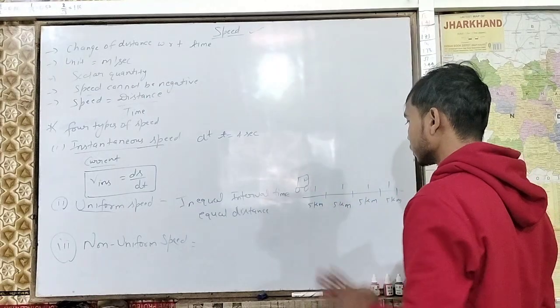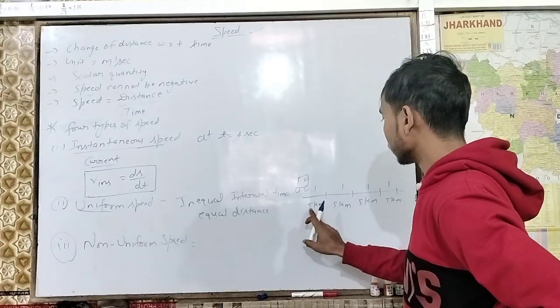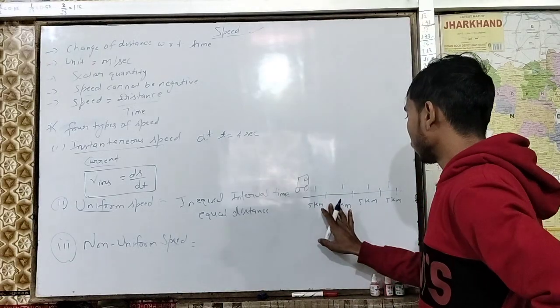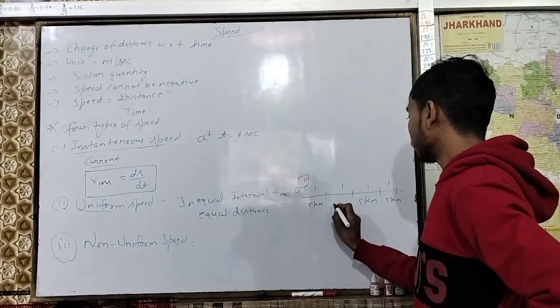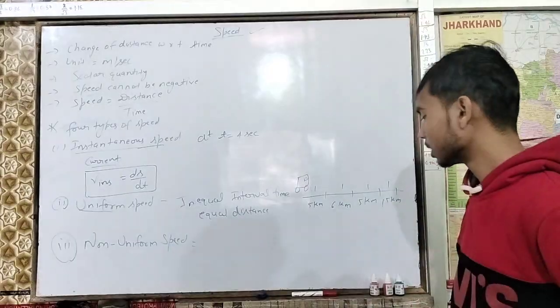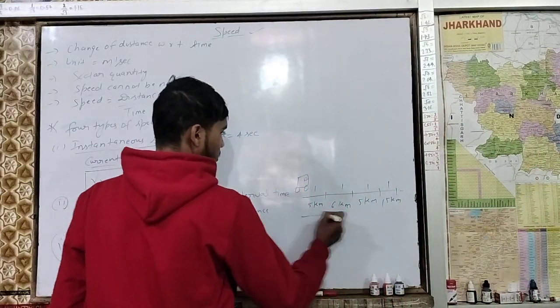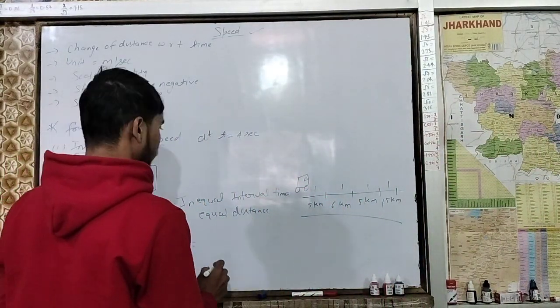This 1 hour is the same. But what is happening? In one hour he covered 5 kilometers, but in another one he covered 6 kilometers, then 5, then 15. This is what is happening. Here we can see distance is changing. So that's why this type of speed will be known as non-uniform.